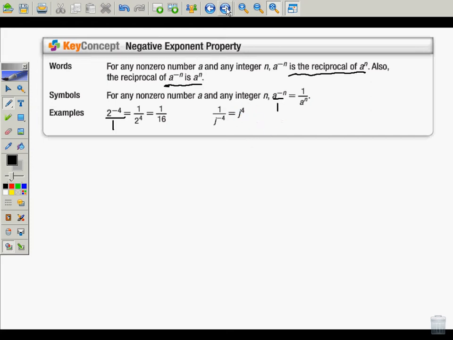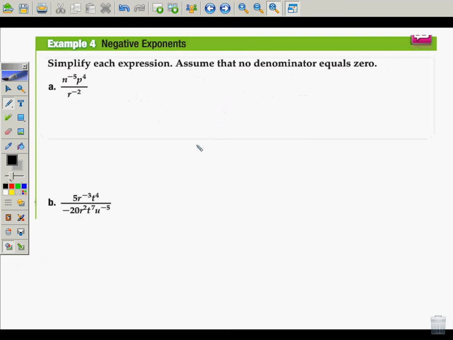So we're going to look at a few examples here. We want to simplify each expression, and as always, we assume that no denominator equals 0. Here I've got n raised to the negative 5th times p to the 4th, r raised to the negative 2nd. If I look, n raised to the negative 5th and r raised to the negative 2nd, both of those are unhappy. Neither one likes where it's at. But if we look at p raised to the 4th power, that has a positive exponent, so that is happy. It's going to stay in the same place. So all I need to do is rewrite this and make everyone happy.